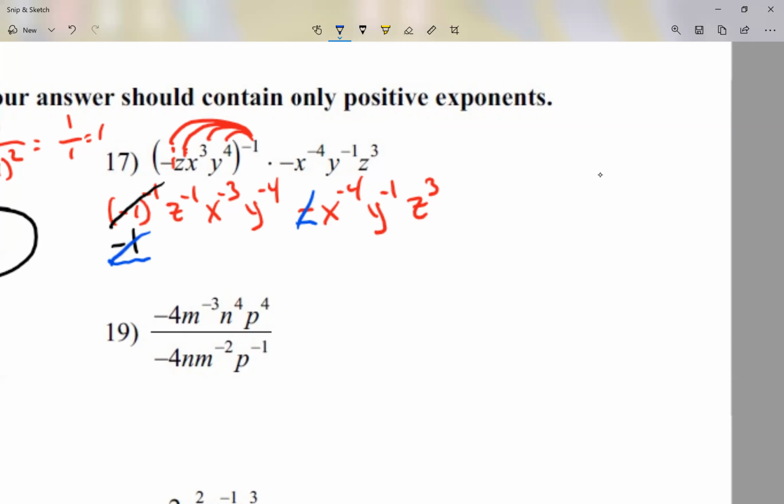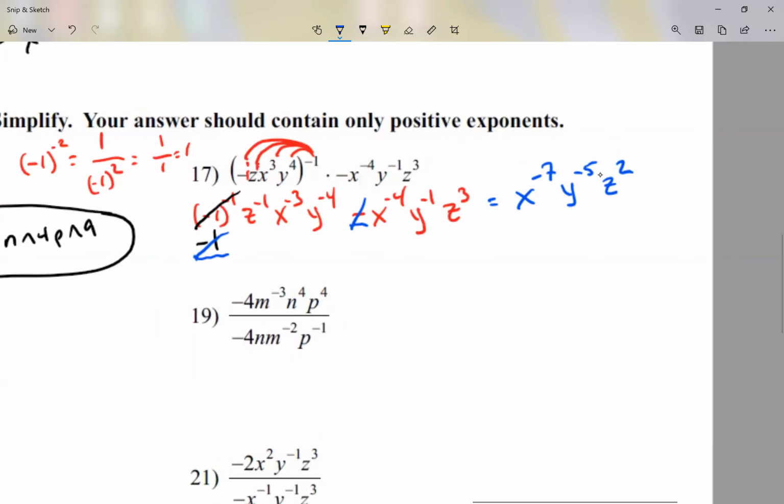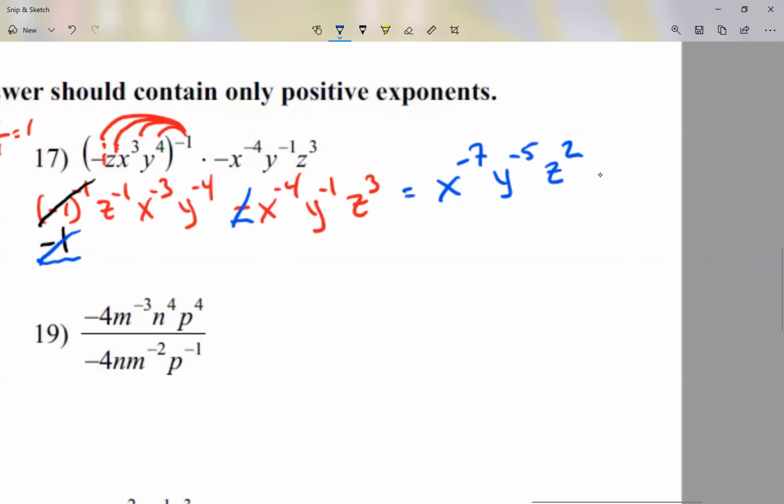When it comes to letters, let me go alphabetical order. So I have x to the -7th. I have a y to the -5. And then I have a z to the 2nd. Now I see my answers. There's some negatives, but my instructions, it says your answer should contain only positive exponents.